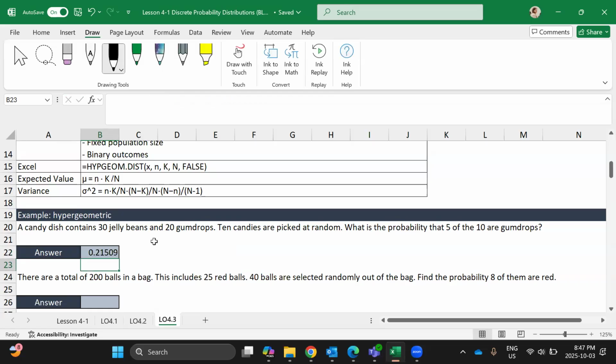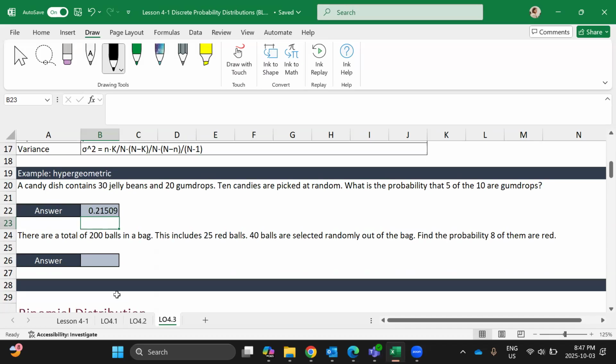So this formula gives you that there's about a 21.5% chance that from this candy jar, if you pick 10 candies, 5 out of 10 will be gumdrops. For a similar question, let's say we have a total of 200 balls in a bag that include 25 red. 40 balls are randomly selected out of the bag. Find the probability exactly 8 of them are red. Again, this is hypergeometric because we care about red or not red. We have a finite population of 200 balls and we are not putting them back in.